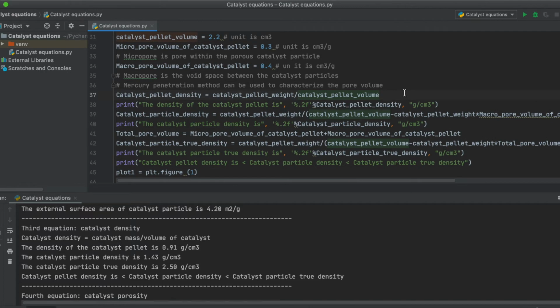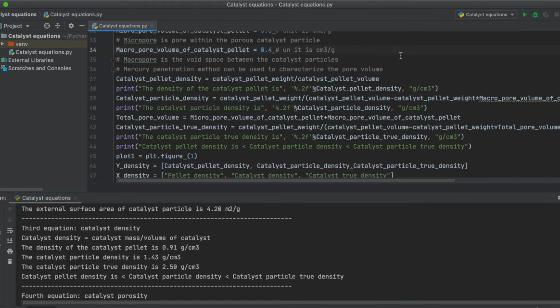Now let's go to the example. First, we can calculate the catalyst pellet density. We know the weight of the pellet, and we know the volume. So the result is shown here at the bottom. The density of the catalyst pellet is 0.91 gram per cubic centimeter.